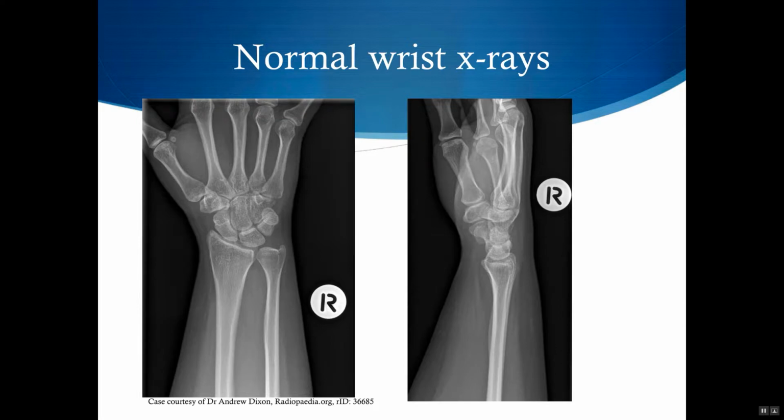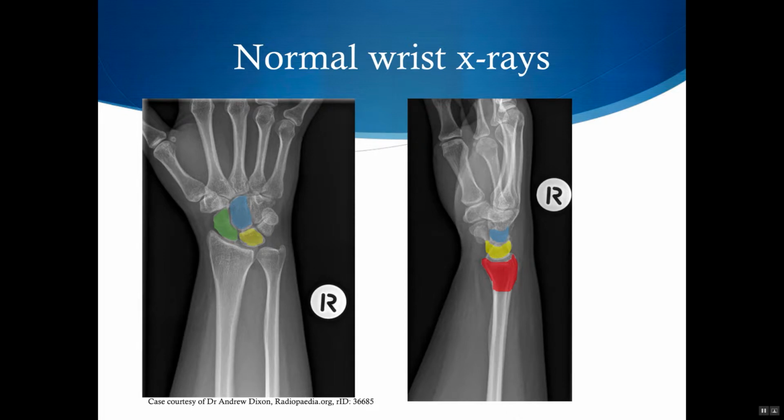Before we look at the abnormal pictures, here's a normal AP and lateral wrist X-ray to review. Note the alignment of the scaphoid in green, the lunate in yellow, and the capitate in blue. None of these are overlapping. On the lateral X-ray, the radius in red, the lunate in yellow, and the capitate in blue are all in a straight line with the capitate directly over the lunate and the lunate directly over the radius.